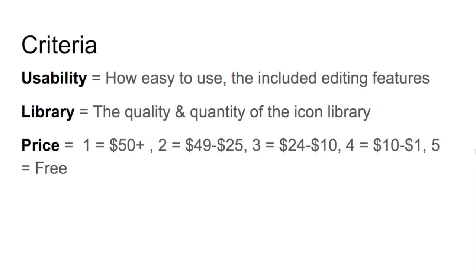Now the usability and library are on a 10-point scale and price is on a 5-point scale, just so that the price doesn't have such a big impact on the overall score. And just keep in mind that the scores are just to give an indication. I mean, some of the criteria is a bit subjective, so take it with a grain of salt.